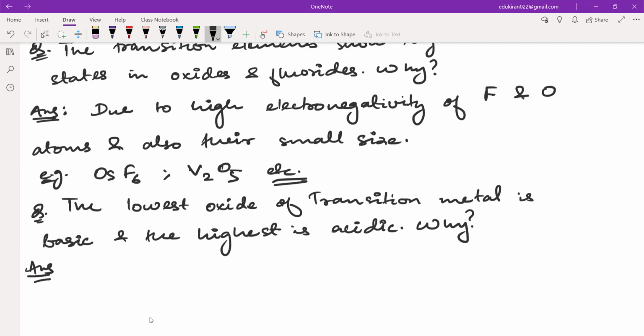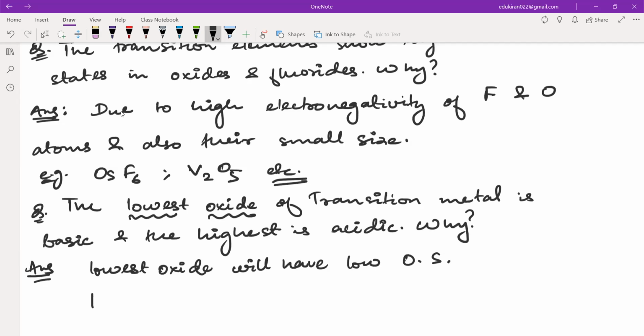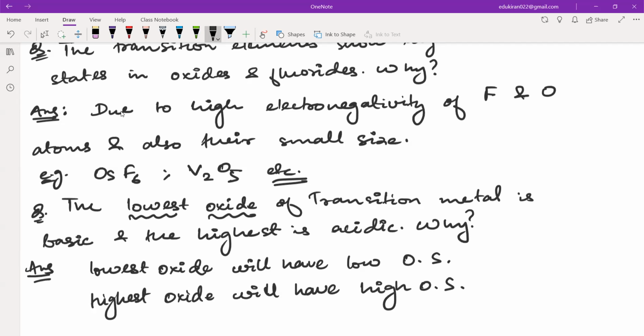Done, all of you? Okay. I want answers from all of you. Abir, Fatima, Faisal, Nazra, everyone. When I'm talking about the lowest oxide, it will have a low oxidation state, correct? Yes. The lowest oxide will have a low oxidation state and the highest oxide will have a high oxidation state.